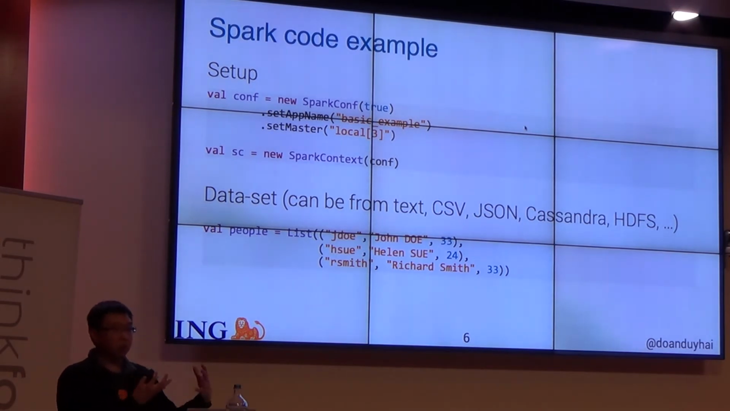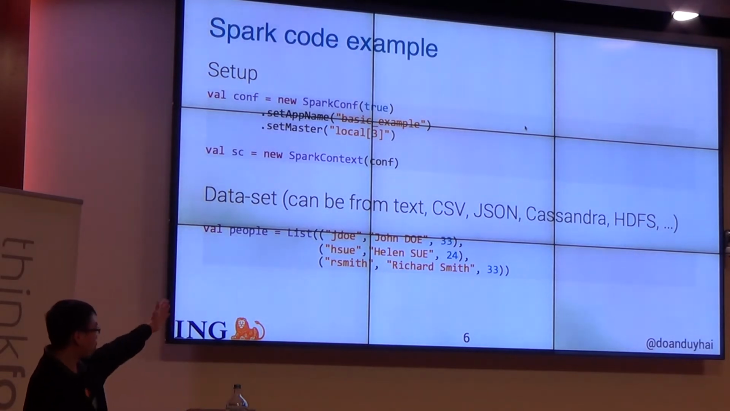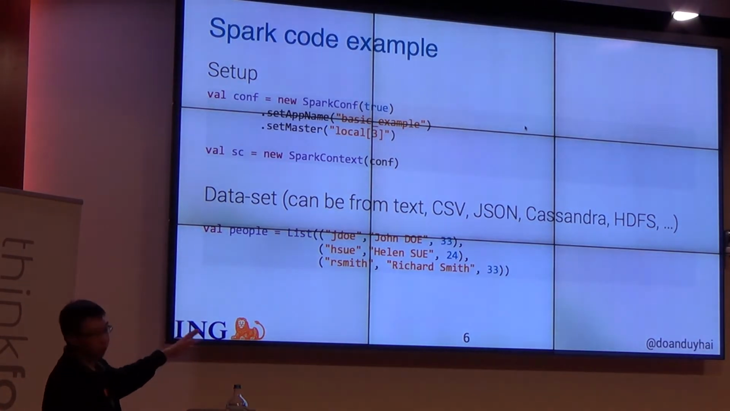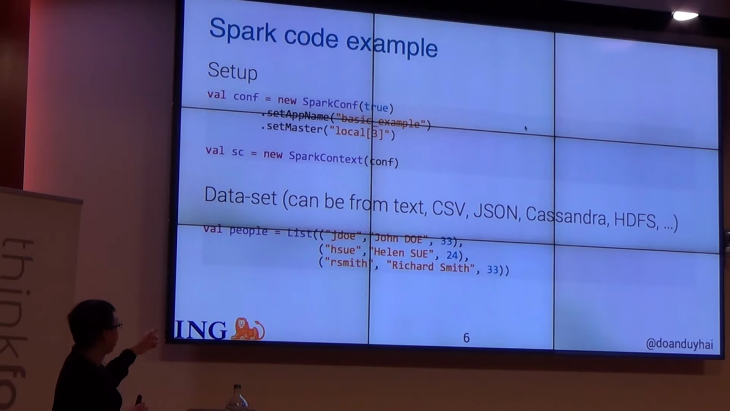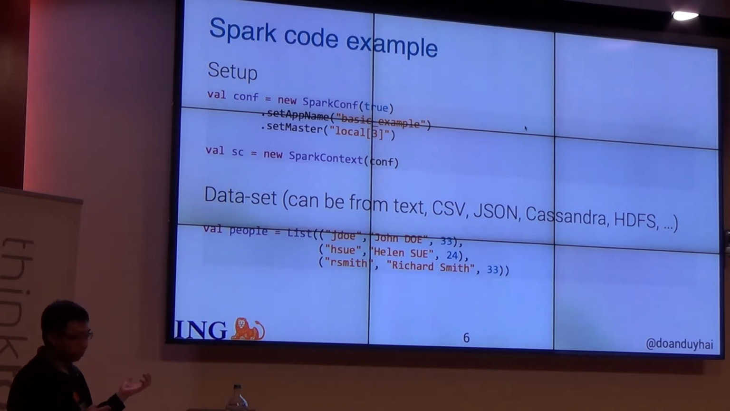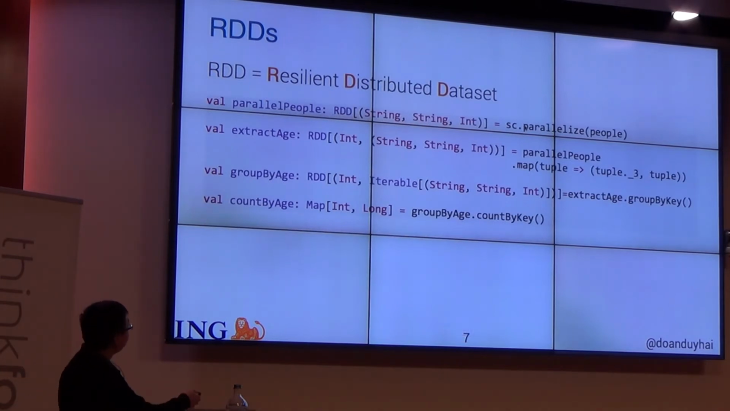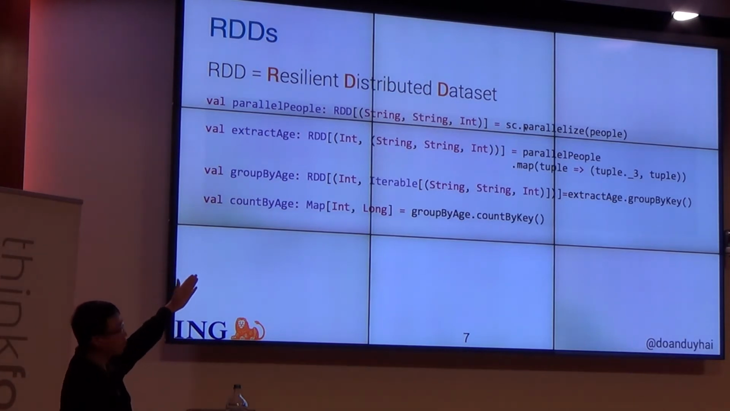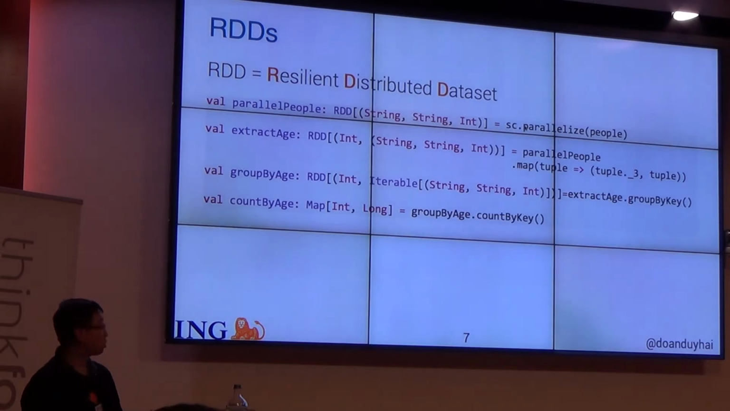Now, before processing data, we need to fetch the data somewhere. So let's just create some random data, okay? Here we have a list of 3 people. It is a triplet of user: login, name, and age. From this list, we call the method parallelize on people. It will give you an RDD. What is an RDD? Well, resilient distributed dataset. From this RDD, you can perform many actions.